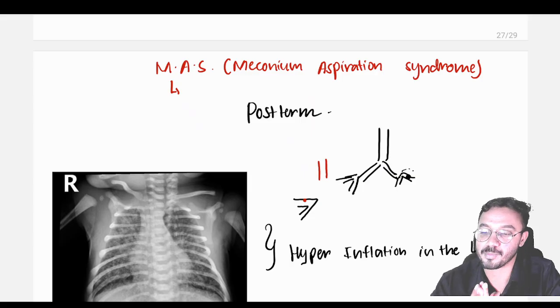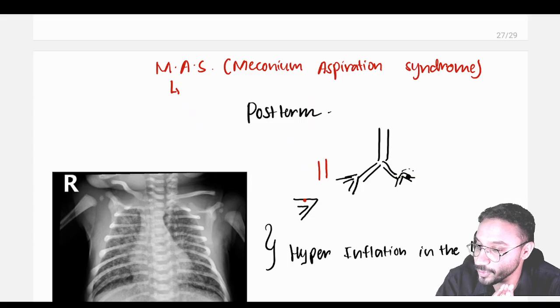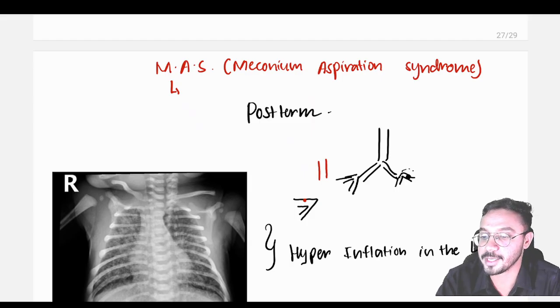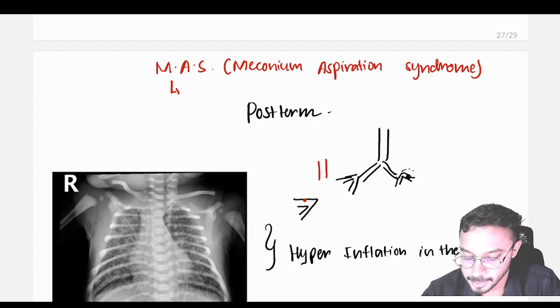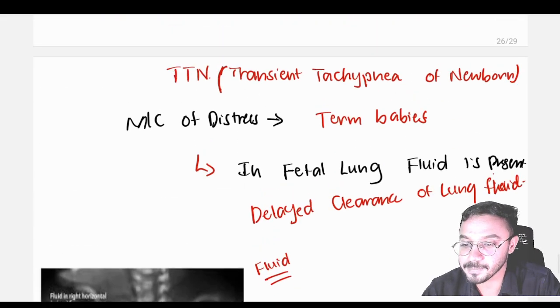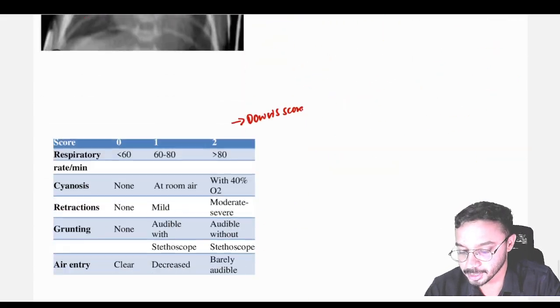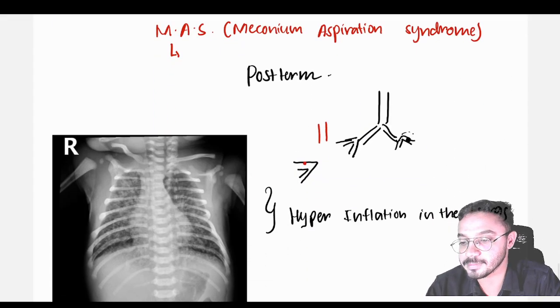Three words are very important. Preterm: respiratory distress syndrome, where surfactant, which is produced by type 2 alveolar pneumocytes, is less. Term: transient tachypnea of the newborn. Postterm: meconium aspiration.